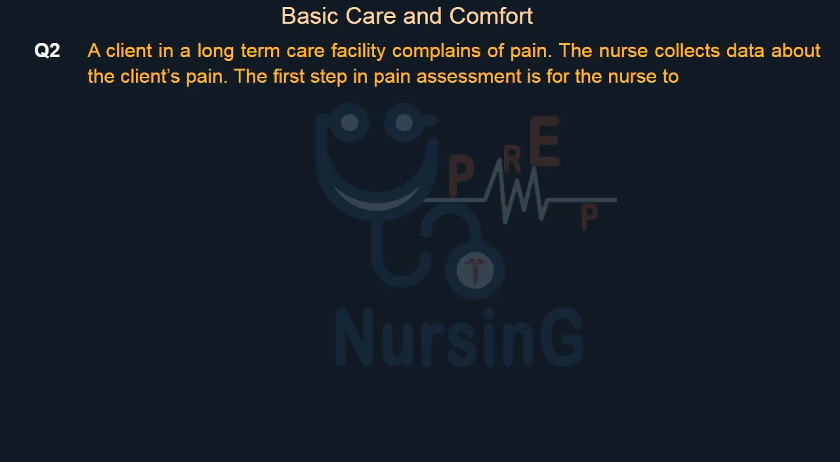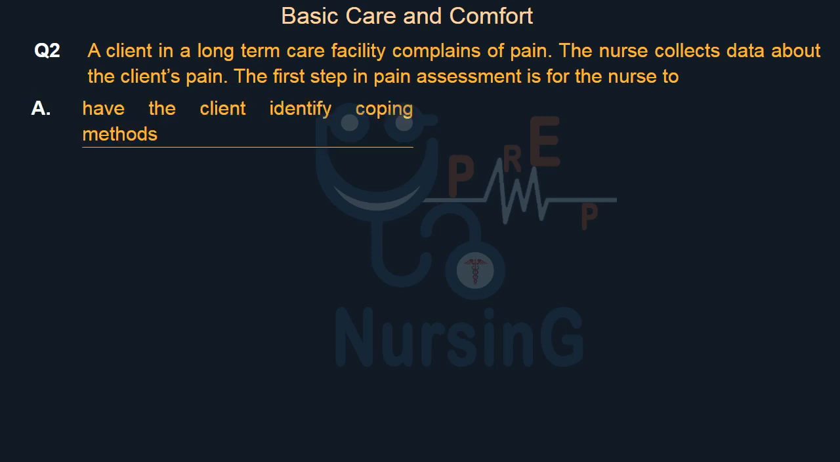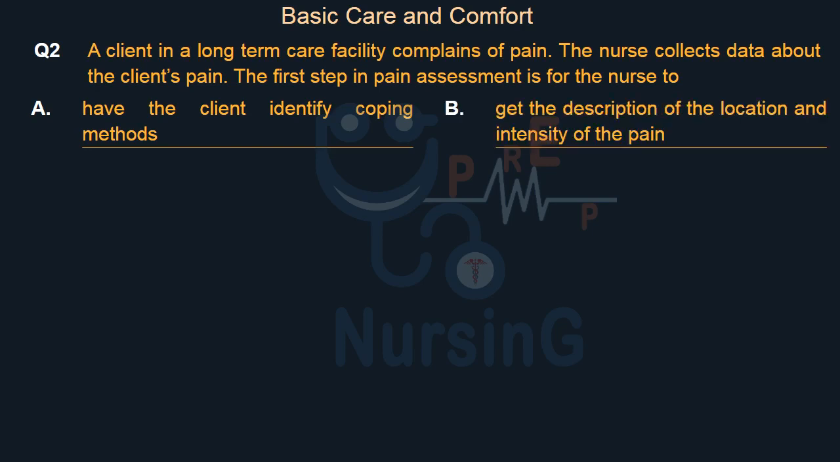A client in a long-term care facility complains of pain. The nurse collects data about the client's pain. The first step in pain assessment is for the nurse to: Option A. Have the client identify coping methods. Option B. Get the description of the location and intensity of the pain.